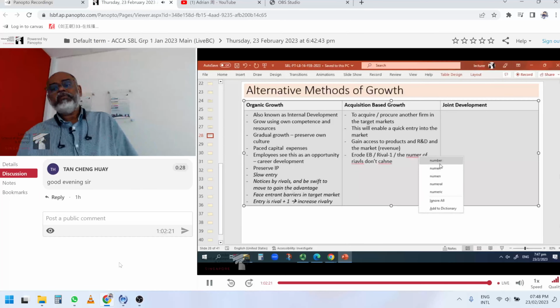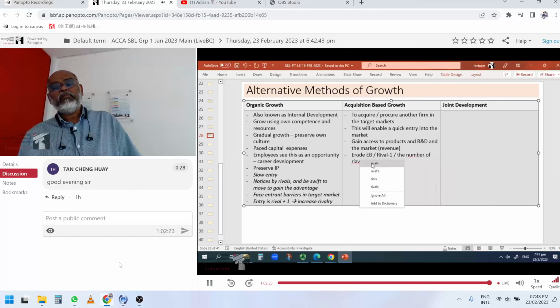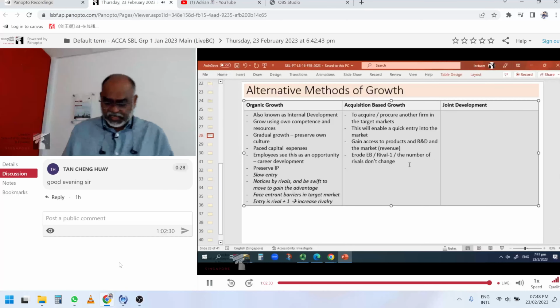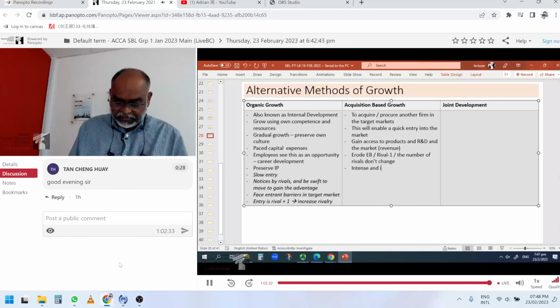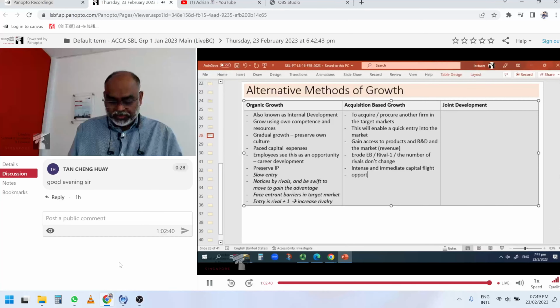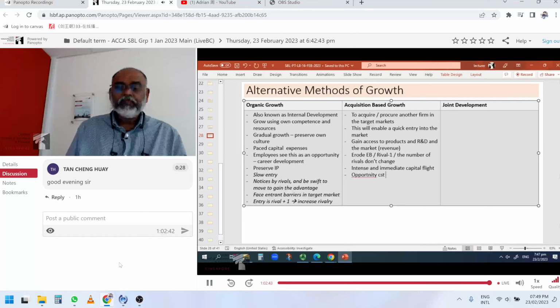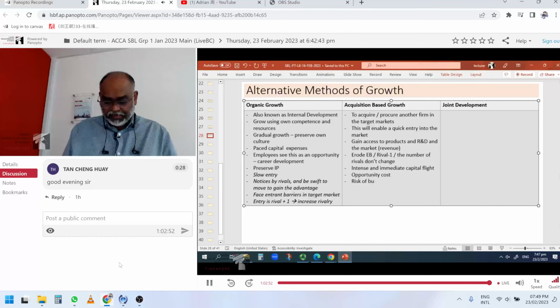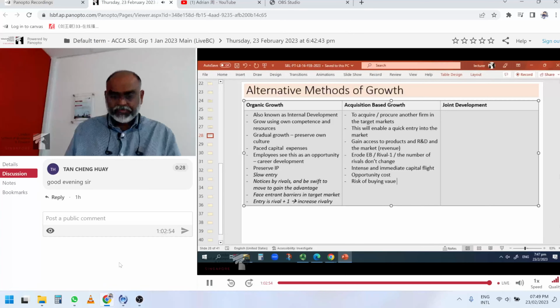Unlike the rival plus 1. Okay, but of course there are going to be some disadvantages. There can be an intense and immediate capital flight. This can also lead to opportunity costs. Besides that, there's also a risk of buying value traps.